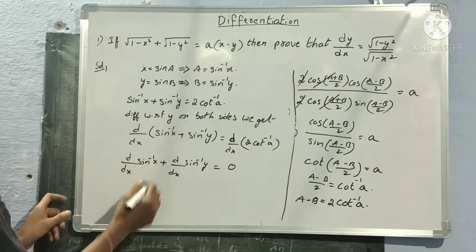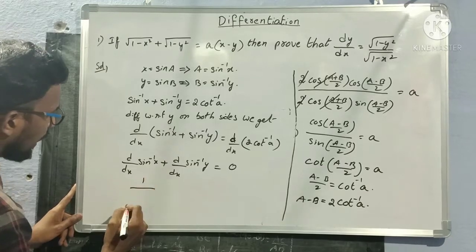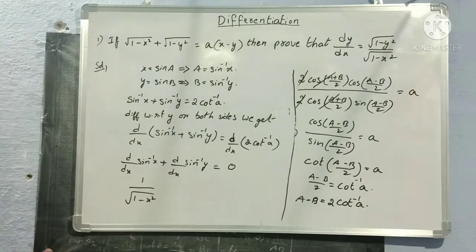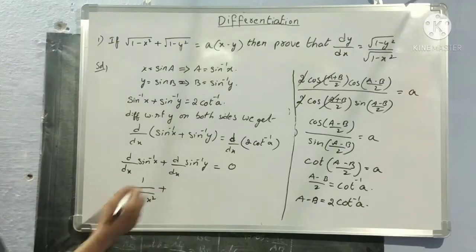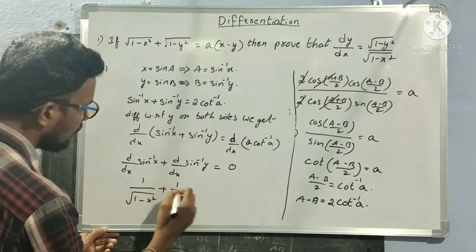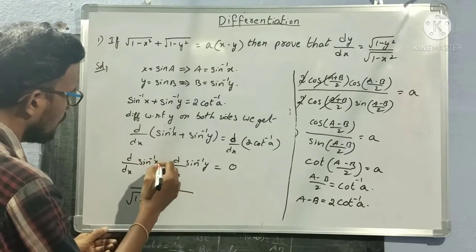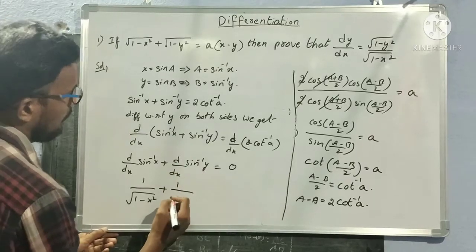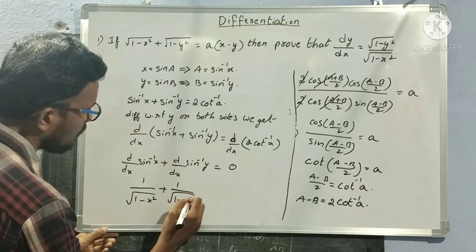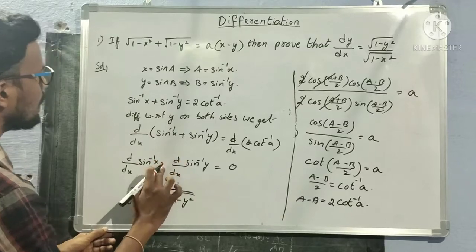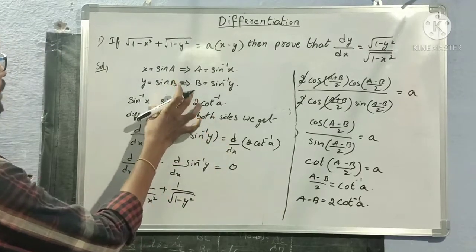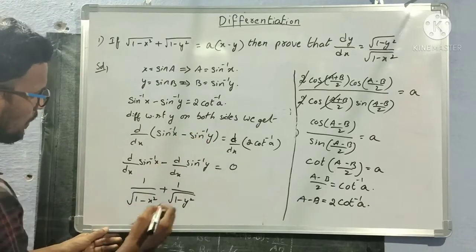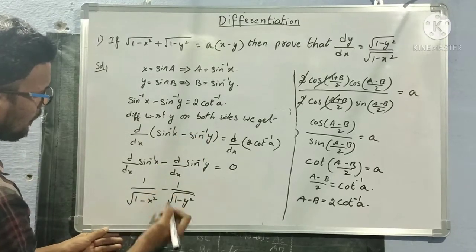So now d by dx of sin inverse x is nothing but 1 by square root of 1 minus x square, plus d by dx of sin inverse y. Here the chain rule again we have to follow. Here d by dx of x is 1, so no need to write it. So 1 by square root of 1 minus y square. Sorry, I hope this is minus. I was writing plus, but this is minus, so everywhere I will get minus. I'm so sorry. So minus.